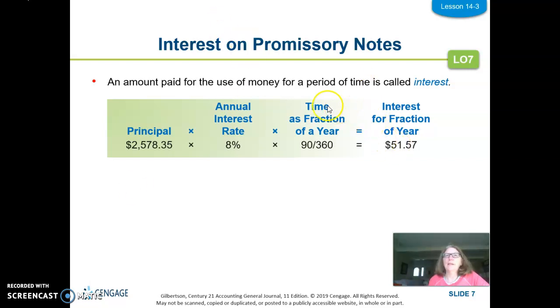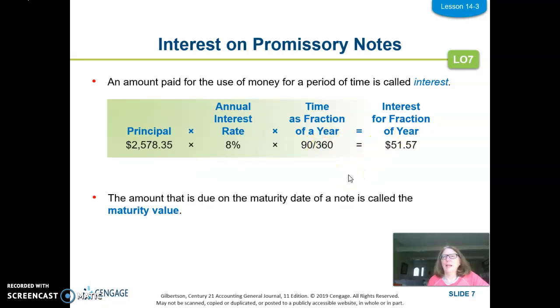So again, this time is as a fraction of a year, and the reason being that 8% is an annual amount, so we're looking at things from an annual perspective, and they only owe us interest for 90 days out of 360. So if we calculate that out, the interest for that 90 days is $51.57.